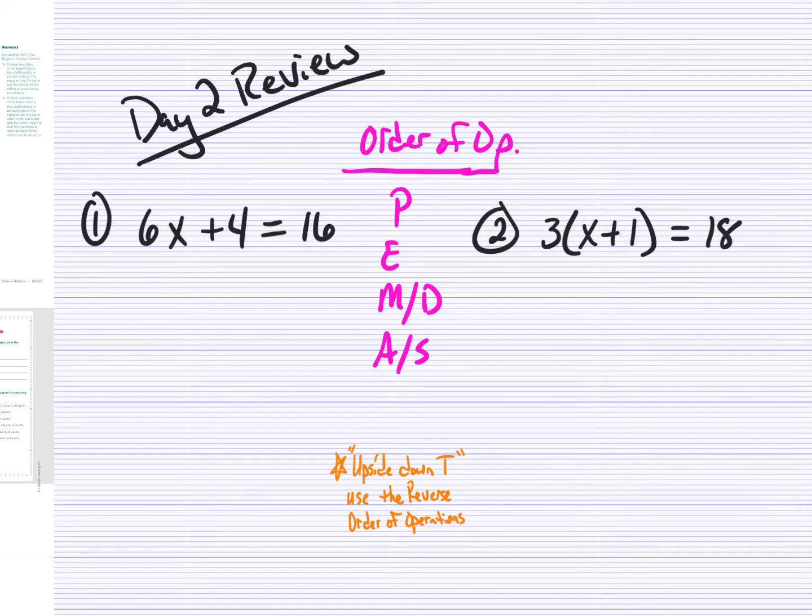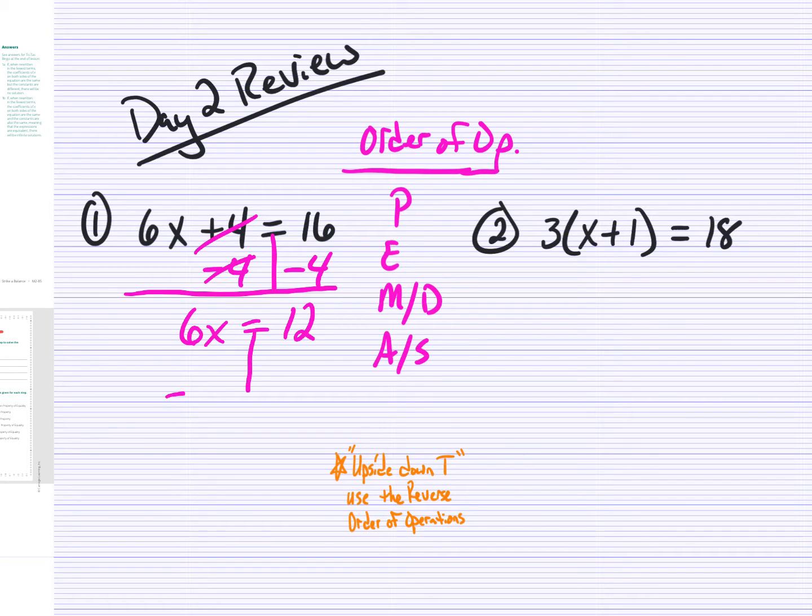All right, on number 1, to get the x by itself, we are looking for anything that is adding and subtracting to the x, which is the plus 4. And to get rid of adding 4, you subtract 4 to both sides of the equal sign. Well, plus 4 and minus 4 on the left-hand side cancel each other out. I bring my 6x straight down. I bring my equal sign straight down. And on the right-hand side, 16 minus 4 is 12.